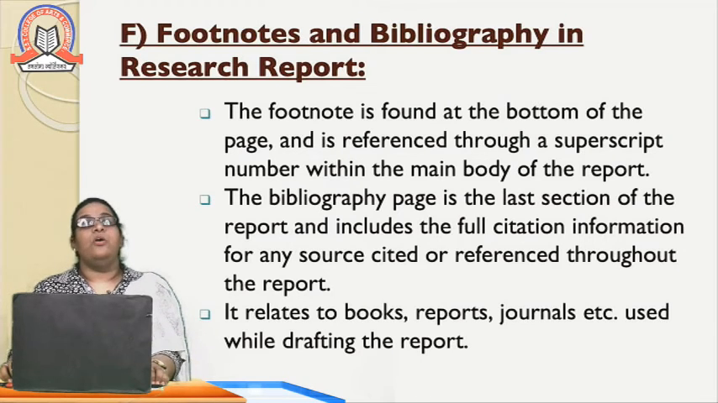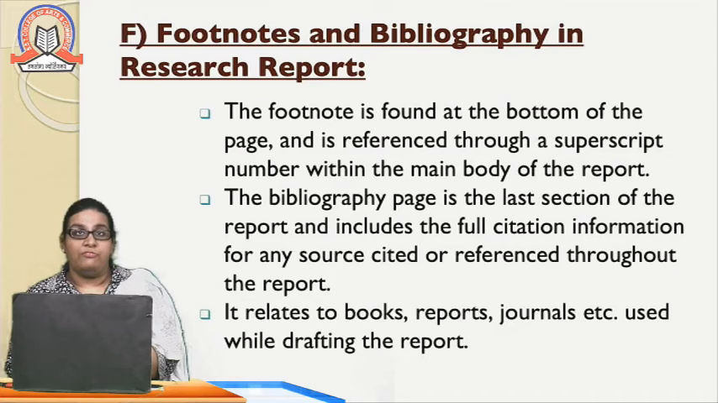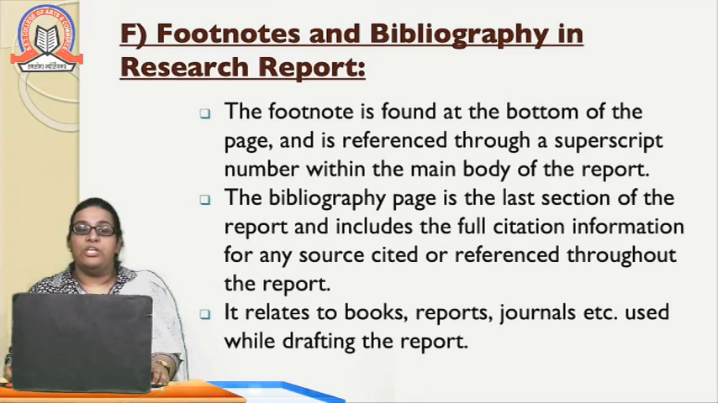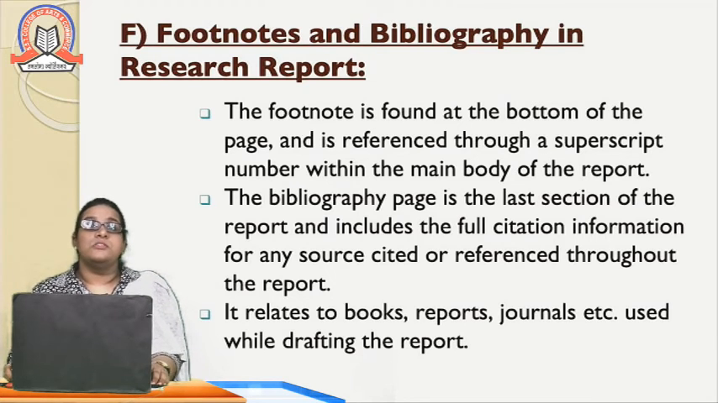So whenever we are going for the secondary data or whenever we are collecting data from some other person's research, we have to give citation or reference to them, that is called bibliography. Whenever we use the data from some other person's research report, we have to give credit to them in the bibliography. So it relates to the books, reports, journals, etc. used while drafting the report. So whenever we are using some other person's report for our data, we have to give citation to them.